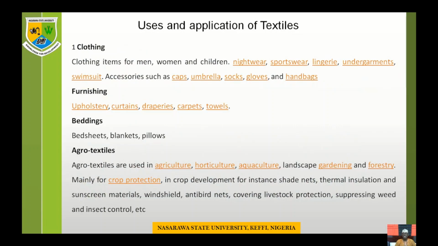Use and application of textiles. Clothing items for men, women, and children, nightwears, sportswears, lingerie, undergarments, swimsuits. Accessories such as caps, umbrellas, socks, gloves, and handbags constitute clothing. Furnishing. Upholstery, curtains, draperies, carpets, towels are all under furnishing. Beddings. When you have bed sheets, blankets, pillows, they are all under beddings.